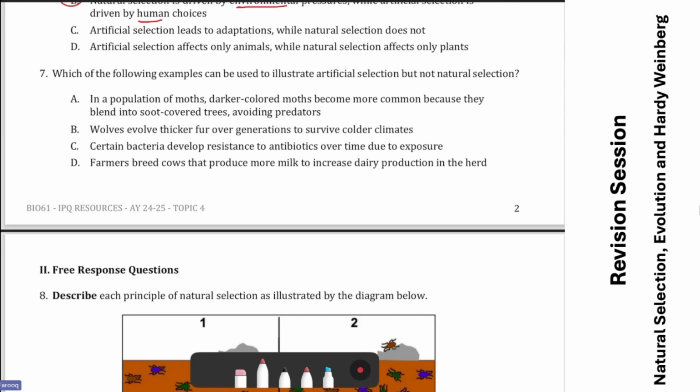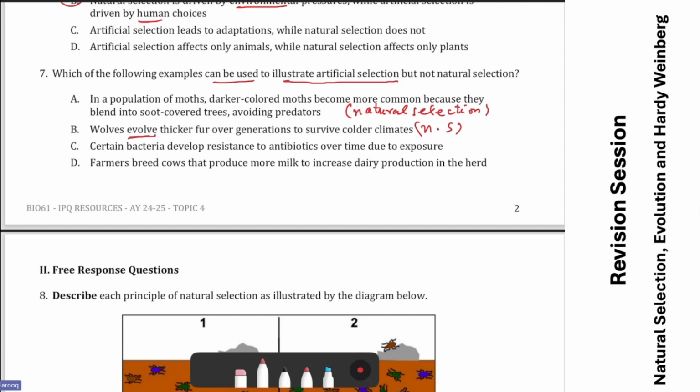Question 7, which of the following examples can be used to illustrate artificial selection but not natural selection? We understood already artificial selection is by human and natural selection is by nature. Okay. In a population of moths, dark colored moths become more common because, okay, this is an example of natural selection. But we don't want to choose natural selection. We want to choose an artificial selection example. So A is not the answer. Wolves evolve. Again, this is natural selection. So this is not the answer.